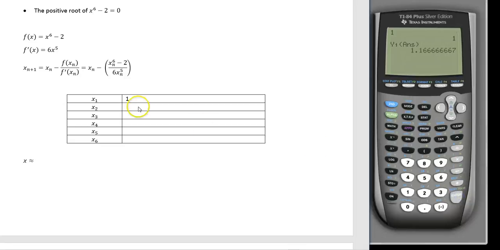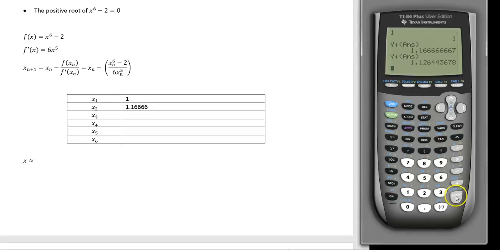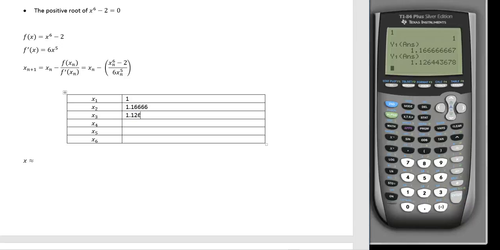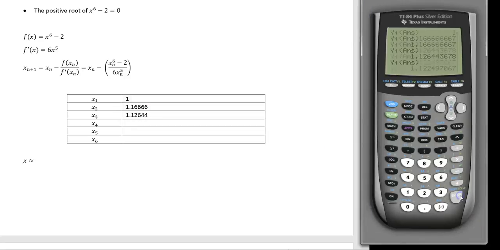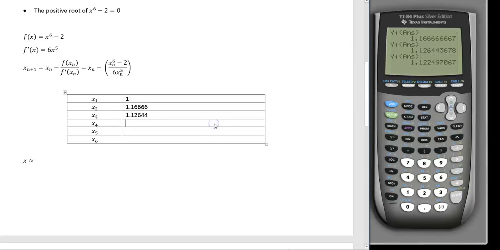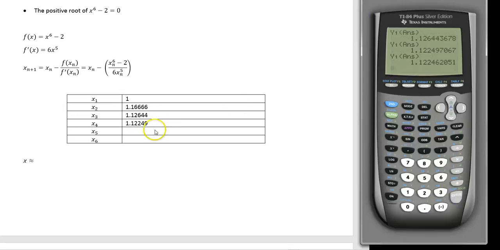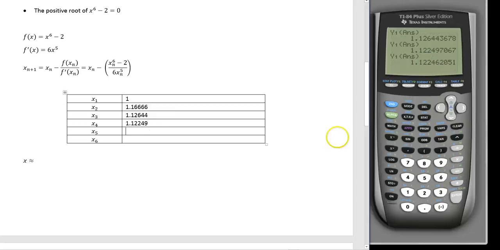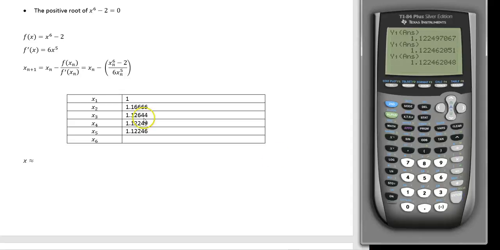So I hit enter. That gives me x2, 1.16666. I come over and I hit enter again. That gives me x sub 3, 1.12644. And remember, how long do we keep going? Until 2 iterations in a row agree for those first 5 decimal places. 1.12249. Oh, so we're almost there. Maybe just one more. Our next one, x5, 1.12246. Okay, one more.